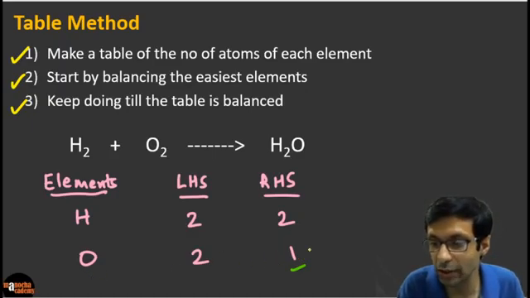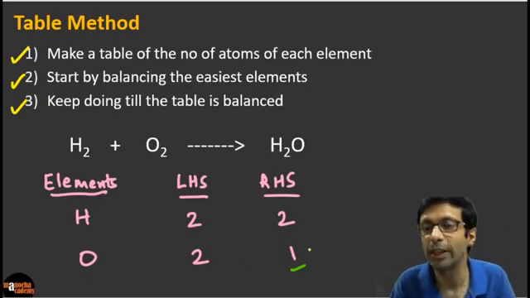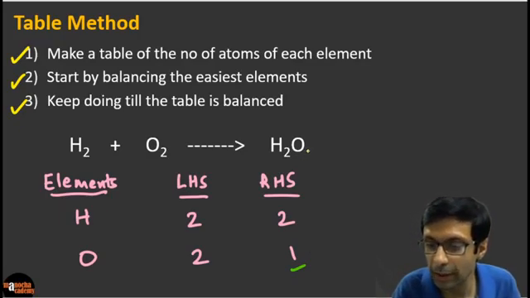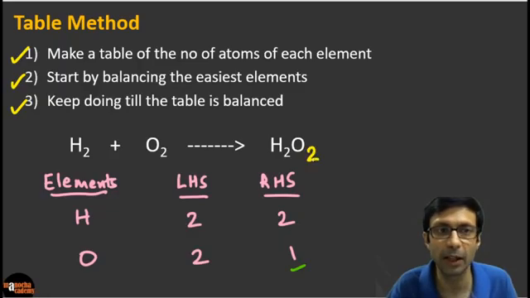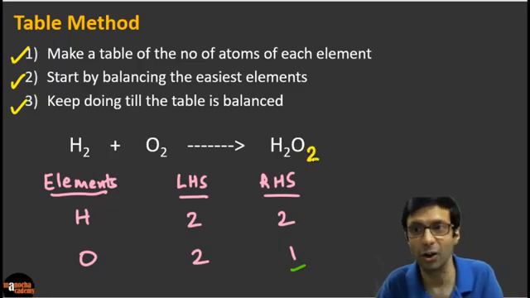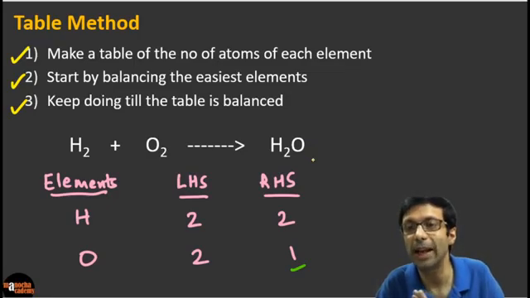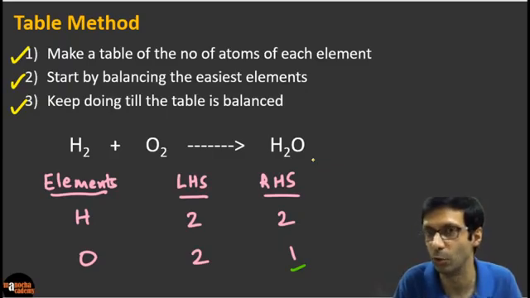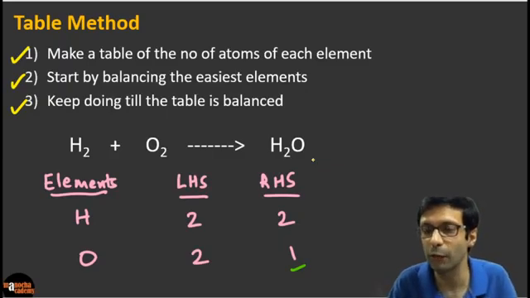Since oxygen is less on the right, we need to multiply it. Okay, so can I do something like this? Can I do H2O2 and balance the equation? I can't do that, right? Because I'm changing the formula. H2O is water, but H2O2 is hydrogen peroxide. So please remember this important point. You can't make any changes in the formula. That's not what you can do, because the chemical formula is fixed.